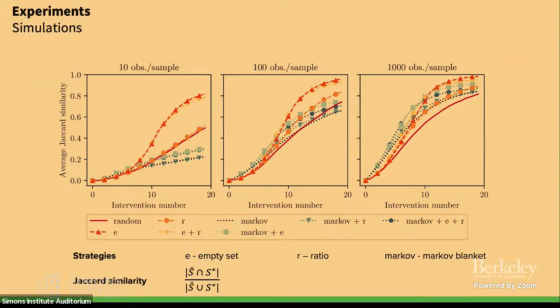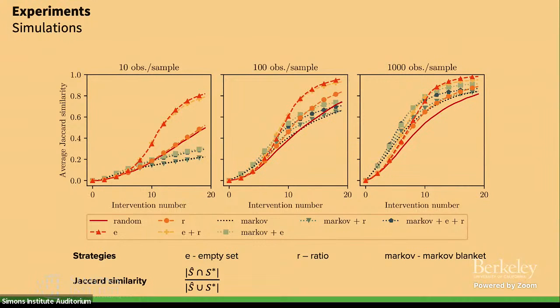So then these are some experimental results. In each of these plots, on the y-axis, we show the average car similarity. And on the x-axis, we show the intervention numbers, also the number of environments. And then we do this for different sample sizes. So just 10 observations per intervention or environment, then 100 and 1000.